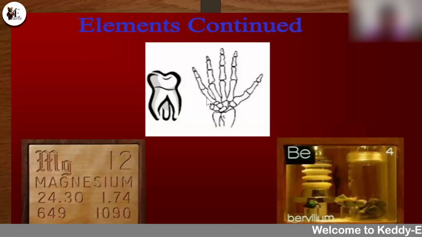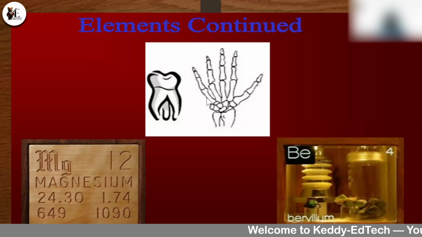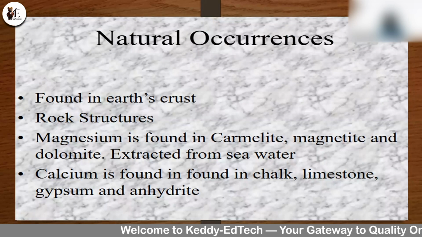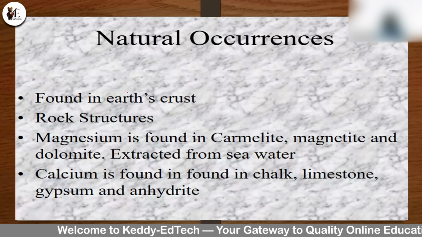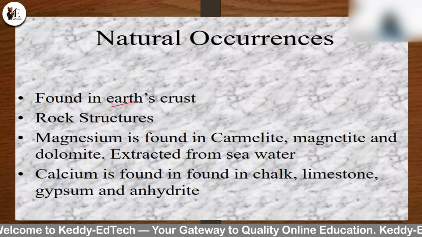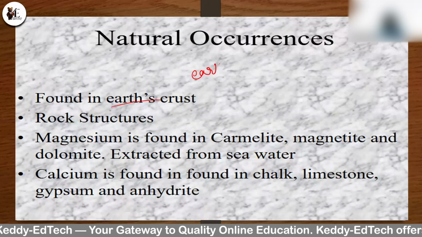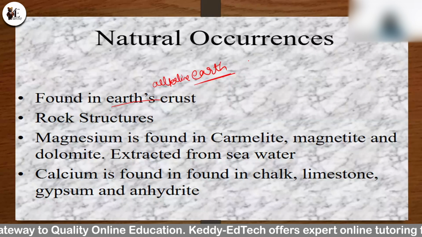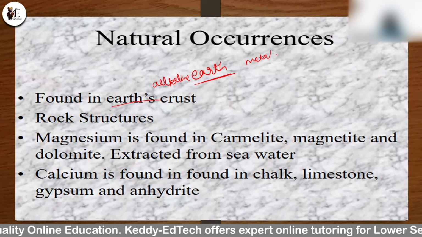These are some uses of your alkaline earth metals, given here. Their natural occurrences we will study. Where do they occur basically? They occur in the earth's crust. That is why in their name we have earth: alkaline earth metals. Why earth? Because they are found in the earth's crust.